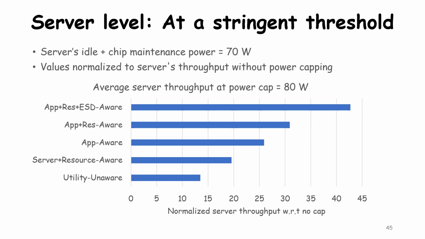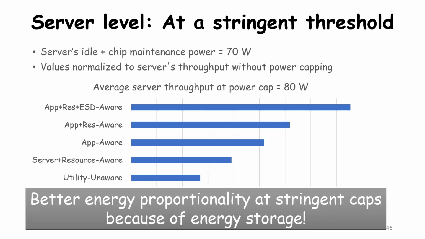Adding time shifting using energy storage helps us increase the server throughput to 42%, as it addresses non-convexity by reducing energy spent on chip maintenance and allocating it to do more useful work for applications. This shows that energy storage can help improve compute efficiency and provide better energy proportionality at stringent power caps.